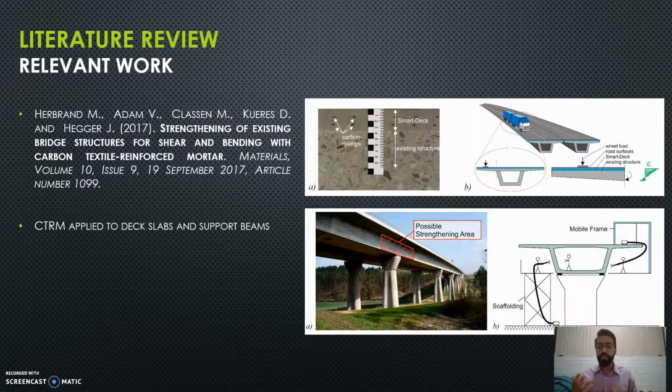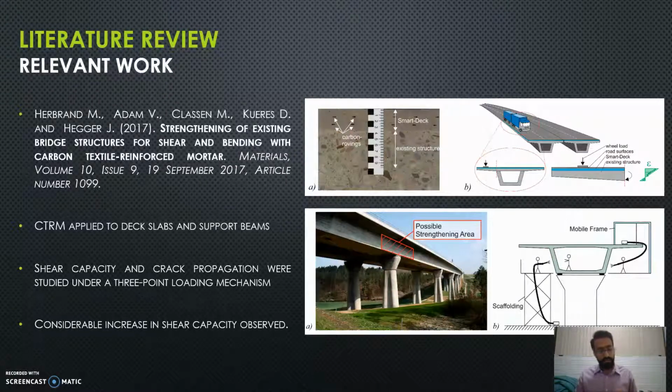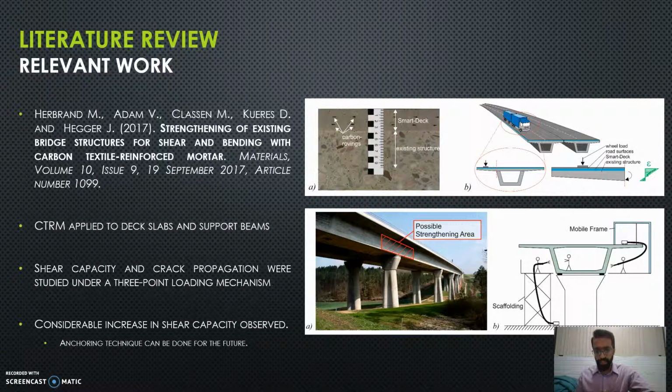It provides a much better chance of achieving full scale strengthening rather than using epoxy resins. They also used a 3-point loading mechanism, and they naturally found a considerable increase in shear capacity. And for the future, they envisioned using an anchoring technique to see how the shear capacity could be further increased using anchoring techniques such as the U-jacketing method.